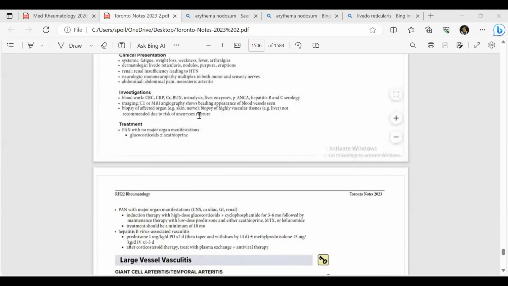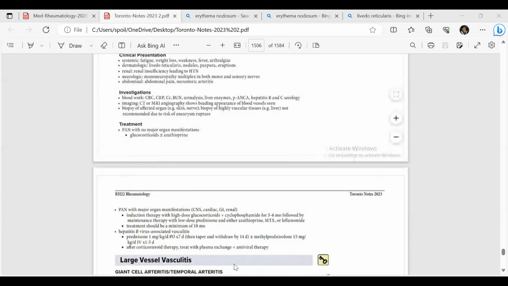Biopsy of the affected organ, that is skin or nerve. Biopsy of highly vascular tissues, that is liver, is not recommended due to the risk of aneurysm rupture.